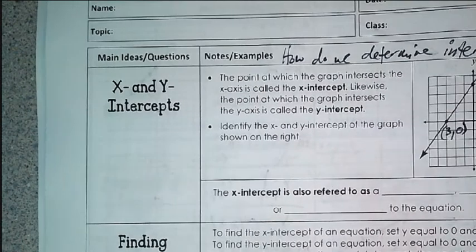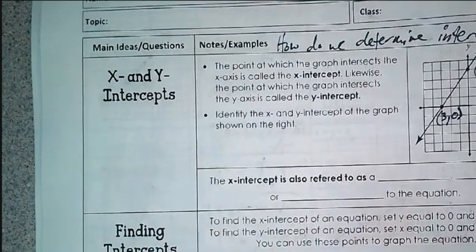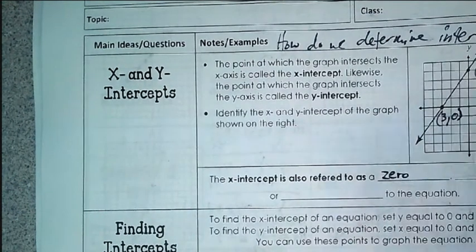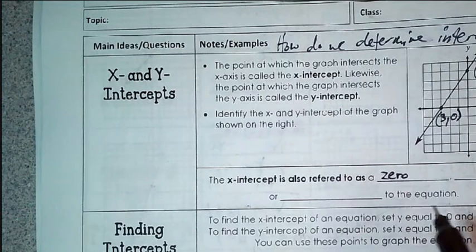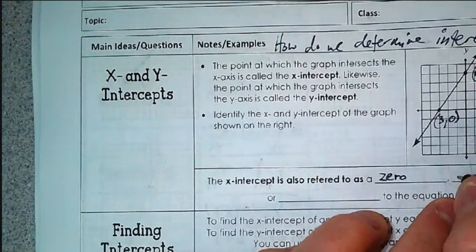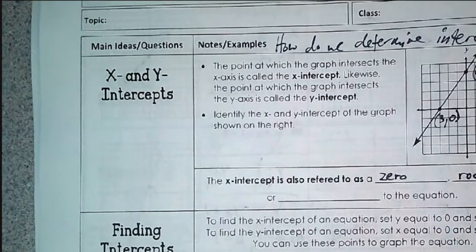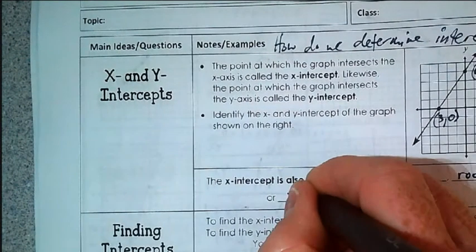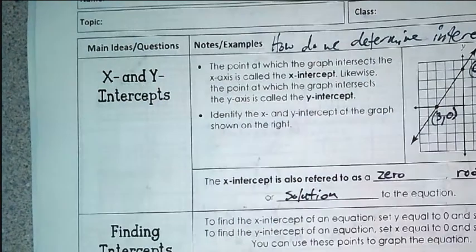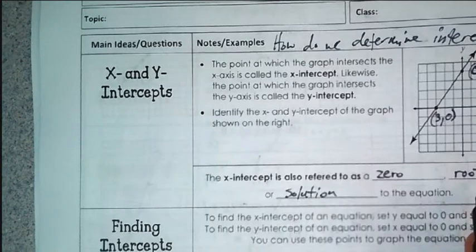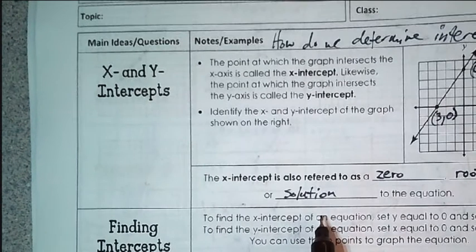Now the x-intercept is also referred to as a zero, and technically it's a zero of a function, root, or solution to the equation. There are multiple ways to describe x-intercepts: zeros of a function, roots of a solution, or just solutions in themselves.